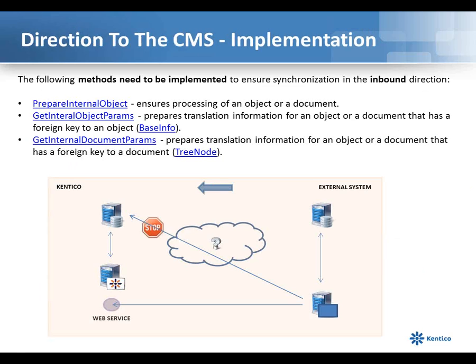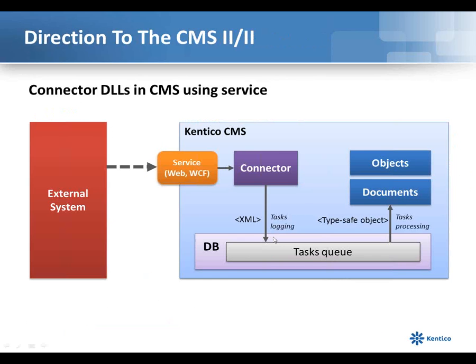Alright, so I'm going to do it the way that in my real scenario from the external system, I cannot access the Kentico database directly, so I'm going to do it via the web service. So when you're doing the other way around, so inbound, you implement the prepare internal object method where the object will fall down, and you need to make sure that the object is actually logged into the task queue in a very unified format, so that Kentico can then process it later on.